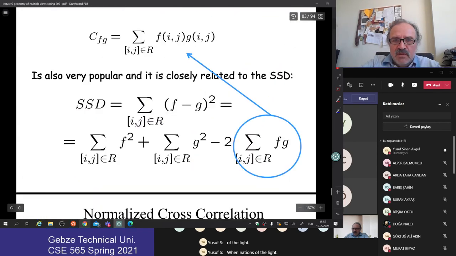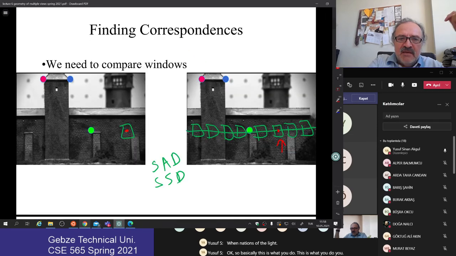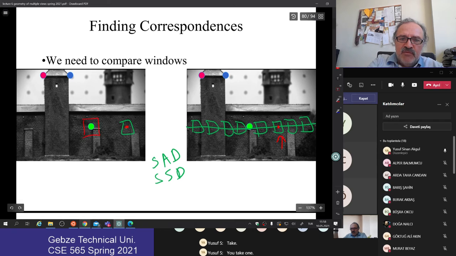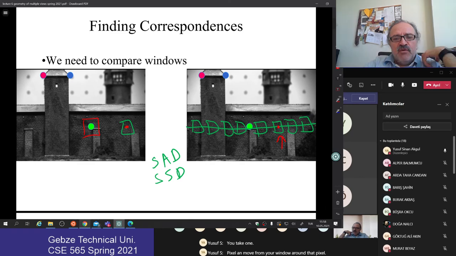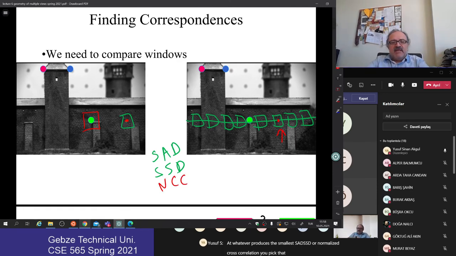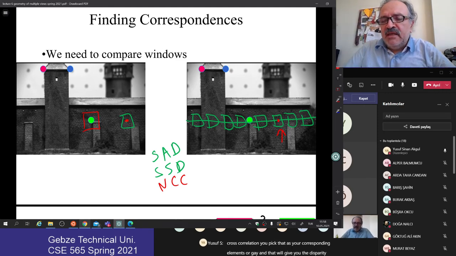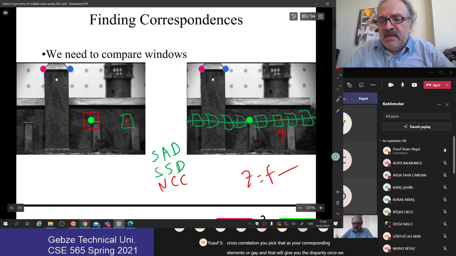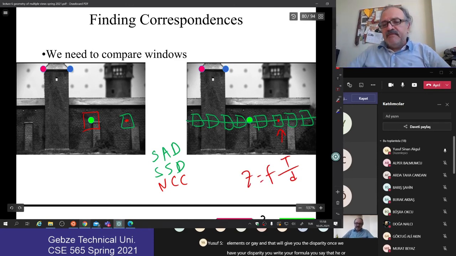Okay, so basically this is what you do. You take one pixel and form your window around that pixel, and compare that window with all the windows in the other image, and whoever produces the smallest SAD, SSD, or best normalized cross correlation, you pick that as your corresponding element, okay, and that will give you the disparity. Once you have your disparity, you write your formula, you say that T over D is my depth.